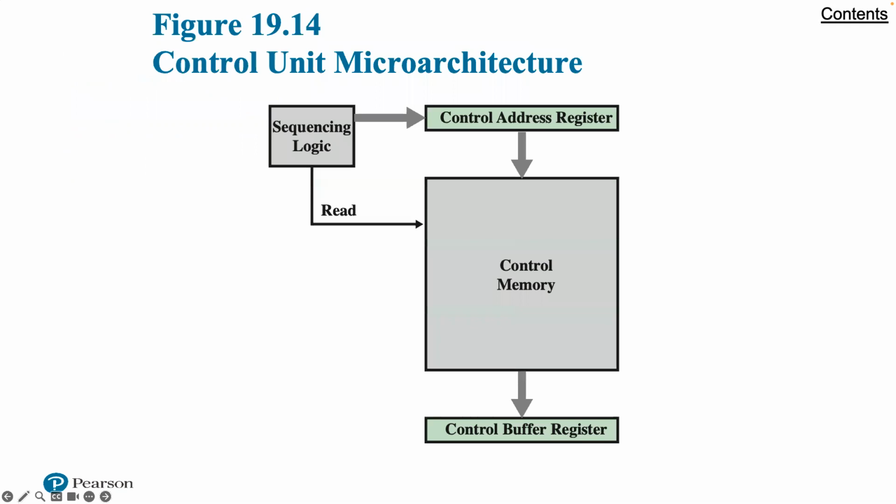The control memory of figure 19.13 contains a program that describes the behavior of the control unit. It follows that we could implement the control unit by simply executing the program. So figure 19.14 that we're showing here illustrates the key elements of such an implementation. The set of microinstructions is stored in the control memory. The control address register contains the address of the next microinstruction to be read. When a microinstruction is read from the control memory, it is transferred to a control buffer register.